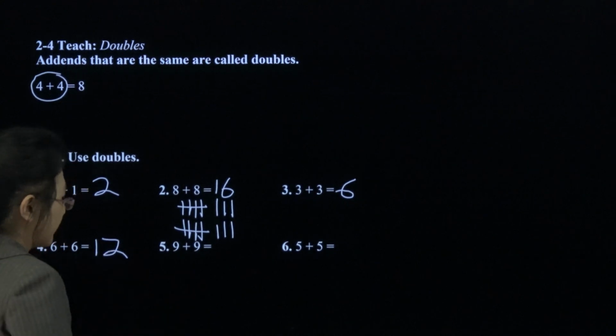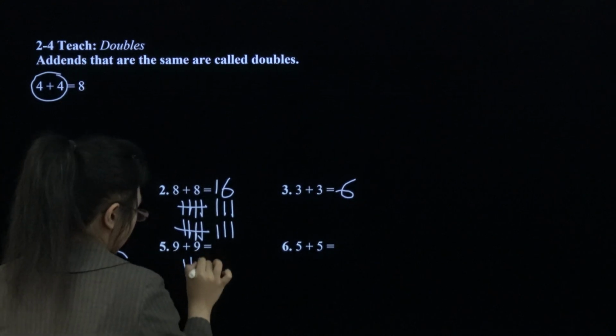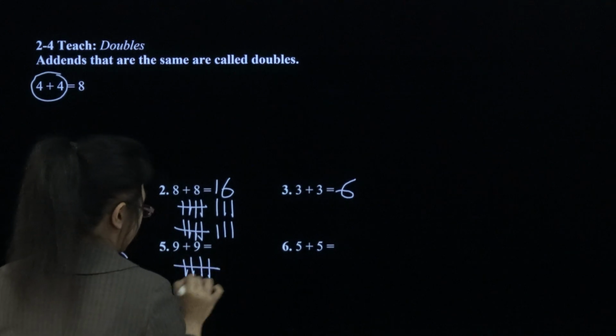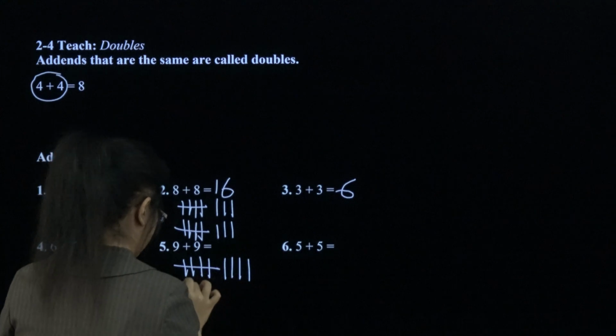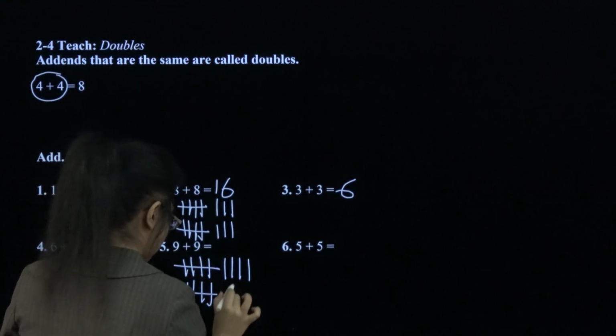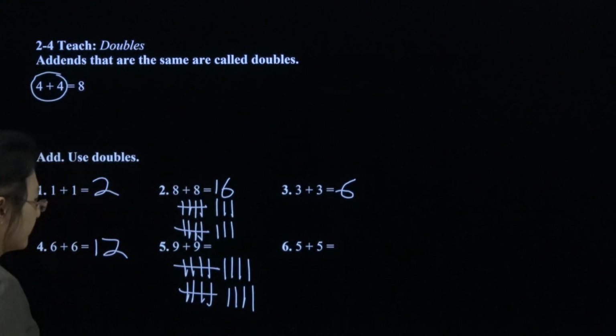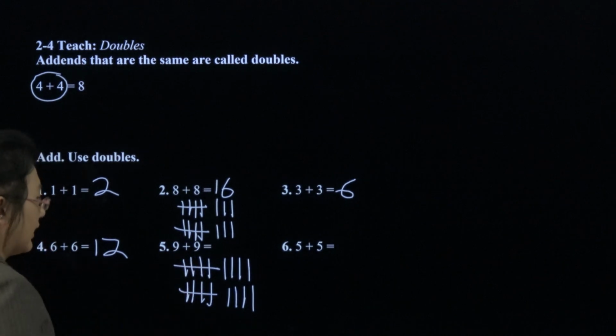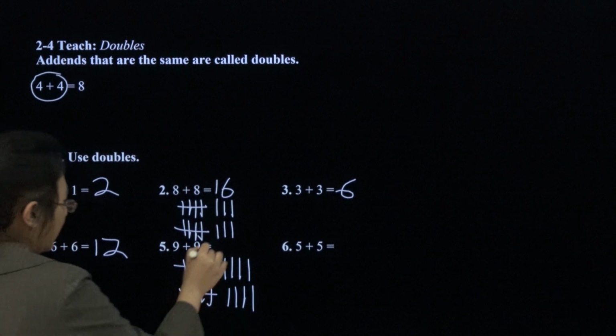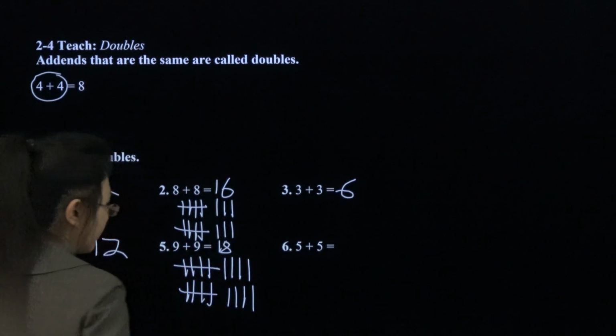9 plus 9. 4, 5, 1, 2, 3, 4. That's 9. 1, 2, 3. All right. So you count it, there's 10, and then there's 8, and that's 18. 9 plus 9 equals 18.